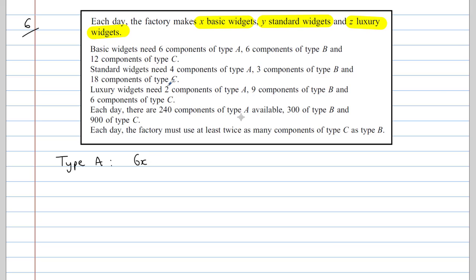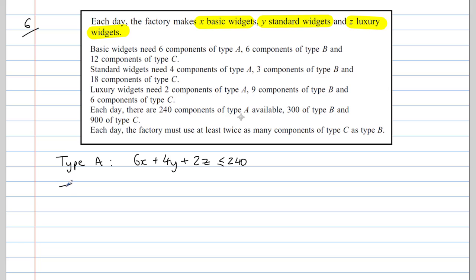To make a standard widget, we need 4 type A components. So the total number of components of type A for standard widgets would be 4 multiplied by the number of standard widgets, which is plus 4y. And we need 2 components of type A to make a luxury widget, so that would be plus 2z. So this expression represents the total number of type A components to make all of the widgets. And we're told that each day there are 240 components of type A available. So this total here has to be less than or equal to 240.